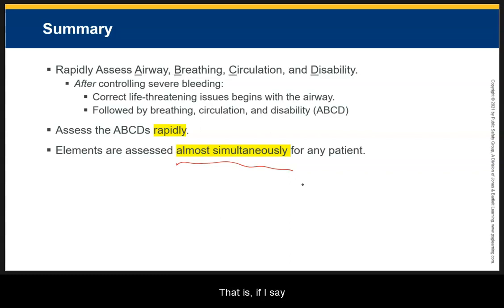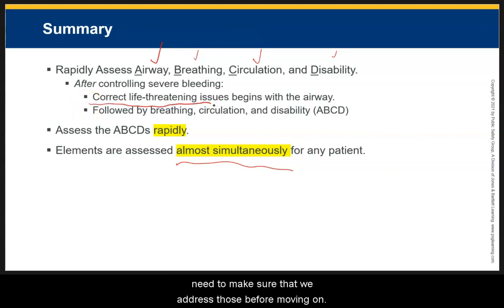That is, if I say, "Hi, I'm with the ski patrol, can I help you?" When the patient responds, I know they have a patent airway, they're breathing, and they're likely alert. If I simultaneously put my hand on their wrist and detect a strong, regular radial pulse, I have a good sense that circulation is intact, and I may continue with further assessment. If we have any life-threatening issues, we need to make sure that we address those before moving on.